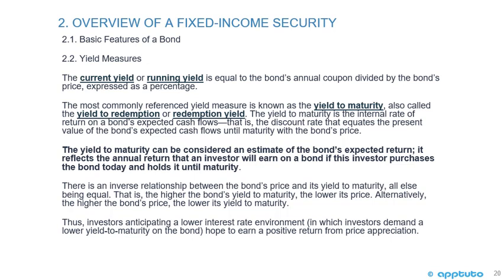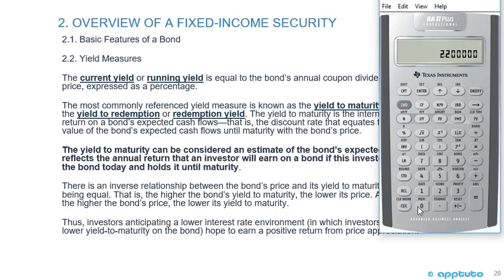The most commonly referenced yield measure is known as the yield to maturity, also called the yield to redemption or redemption yield. The yield to maturity is the internal rate of return on a bond's expected cash flows. That is the discount rate that equates the present value of the bond's expected cash flows until maturity with the bond's price. Now, forget about the English language there. All that is saying is that if we're given a bond's price, we know the present value. And of course, we know the future value. That's the maturity value. We know the payment, it's a coupon payment. Unless it's a floating rate note, it doesn't change.